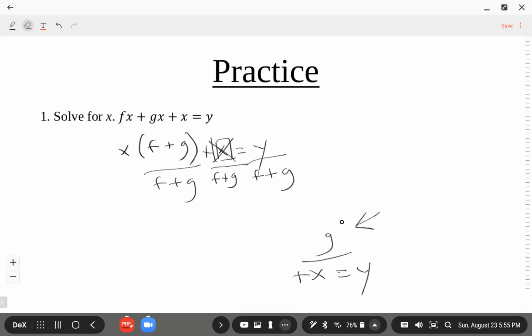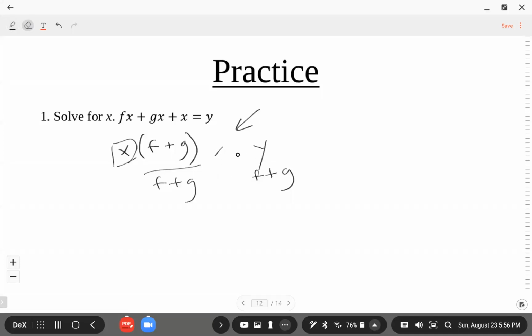I purposely wrote this equation wrong to see if you caught on that you have to divide f plus g on the other x too, right? You can't just divide f plus g on this x and then cancel it out. You have to also, remember, divide it on all the terms. So just see if you caught that error.